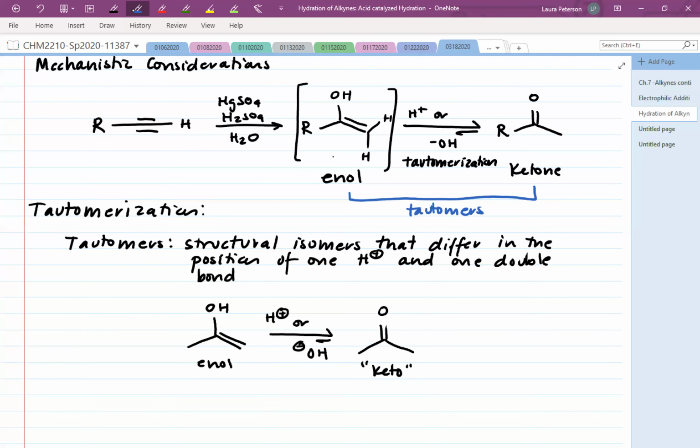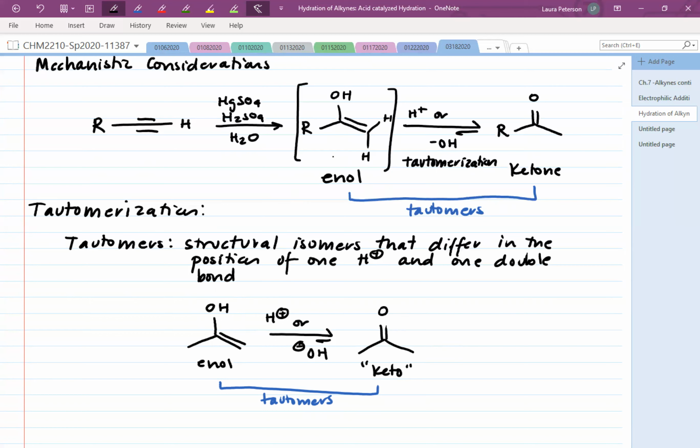Let's think about how this pair of tautomers fits that definition. These are related as tautomers. We've moved the position of one hydrogen. This hydrogen, as part of the OH, is gone. It's over here at that carbon adjacent to the carbonyl. And then we can see the position of the double bonds changed. Here we have a carbon-carbon double bond, and here we have a carbon-oxygen double bond. So we can see how this fits the description.